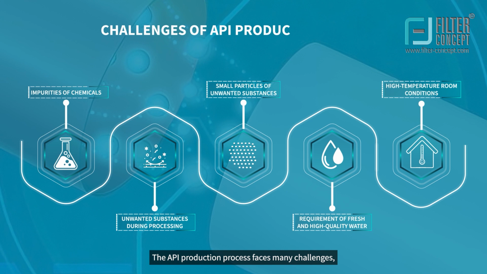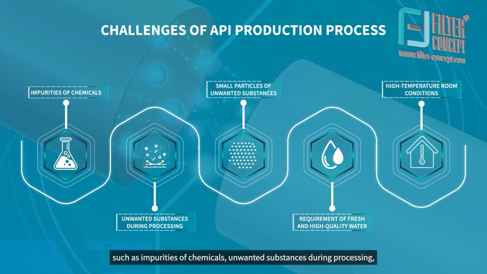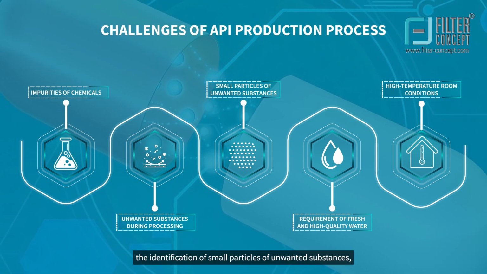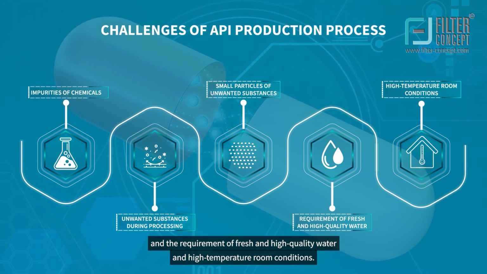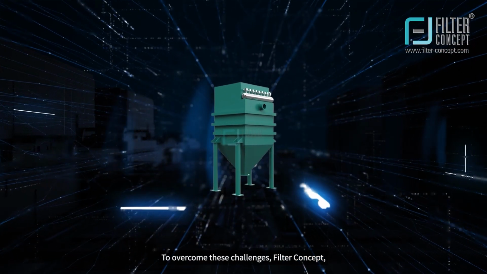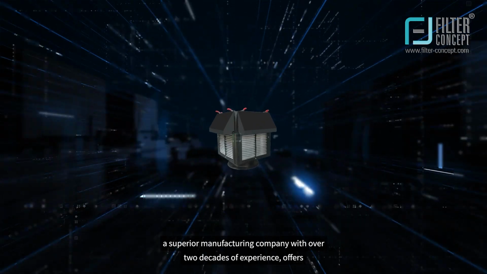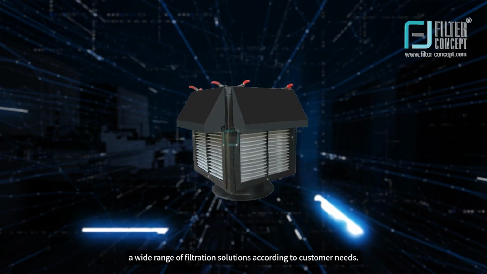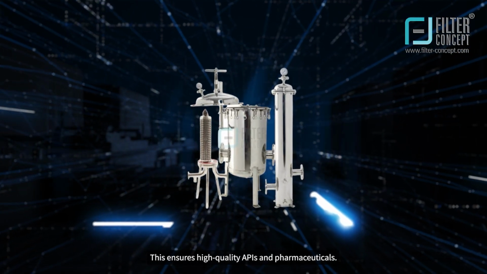The API production process faces many challenges, such as impurities of chemicals, unwanted substances during processing, the identification of small particles of unwanted substances, and the requirement of fresh and high-quality water and high-temperature room conditions. To overcome these challenges, Filter Concept, a superior manufacturing company with over 2 decades of experience, offers a wide range of filtration solutions according to customer needs. This ensures high-quality APIs and pharmaceuticals.